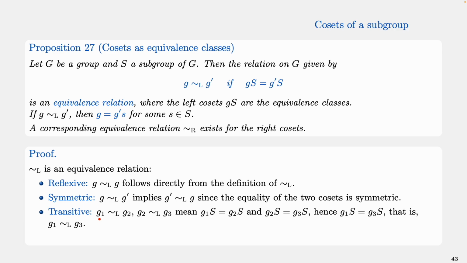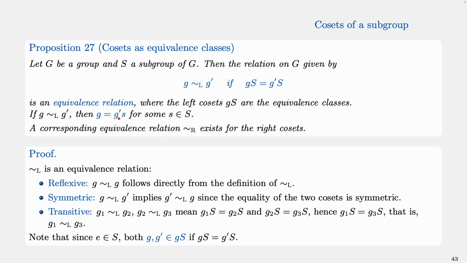Transitivity: we assume that G1 and G2 are related and G2 and G3 are related. By the first one, this means G1S is equal to G2S. The second one means G2S is equal to G3S. But if G1S and G3S are both equal to G2S, then of course this means that G1S is equal to G3S. So G1 and G3 are related as well. This shows that we have an equivalence relation.